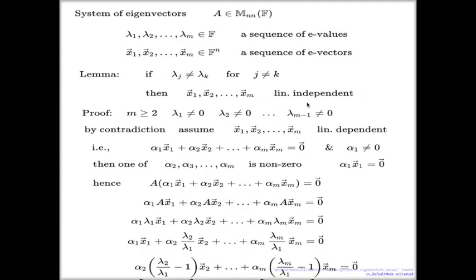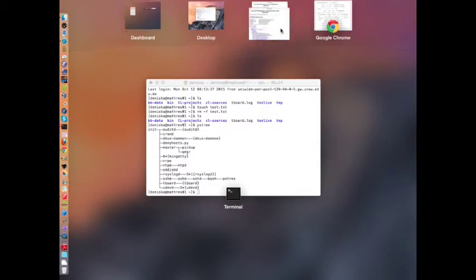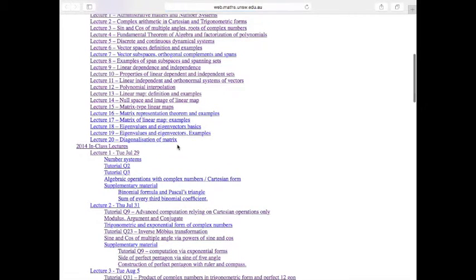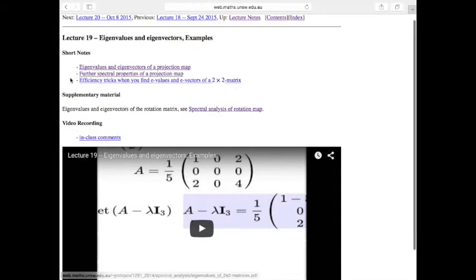The first example, diagonalization one, is the one where we need to do the diagonalization. We computed this part two lectures ago. I'll show you this on the website. It's lecture 19, the one I call efficiency tricks when you find eigenvalues or eigenvectors in 2 times 2 matrices. So we did one example there.